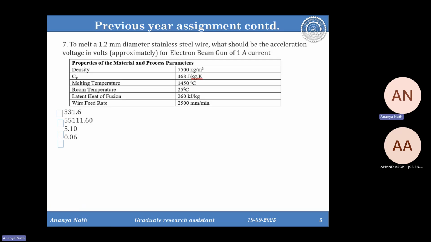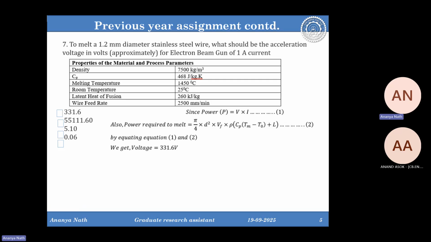To melt a 1.2 mm diameter stainless steel wire, what should be the acceleration voltage in volts? So we have a formula. Power P equals V into I. The power required to melt is the sum of the heating of the wire and the latent heat of fusion, and equating 1 and 2, we get the voltage.